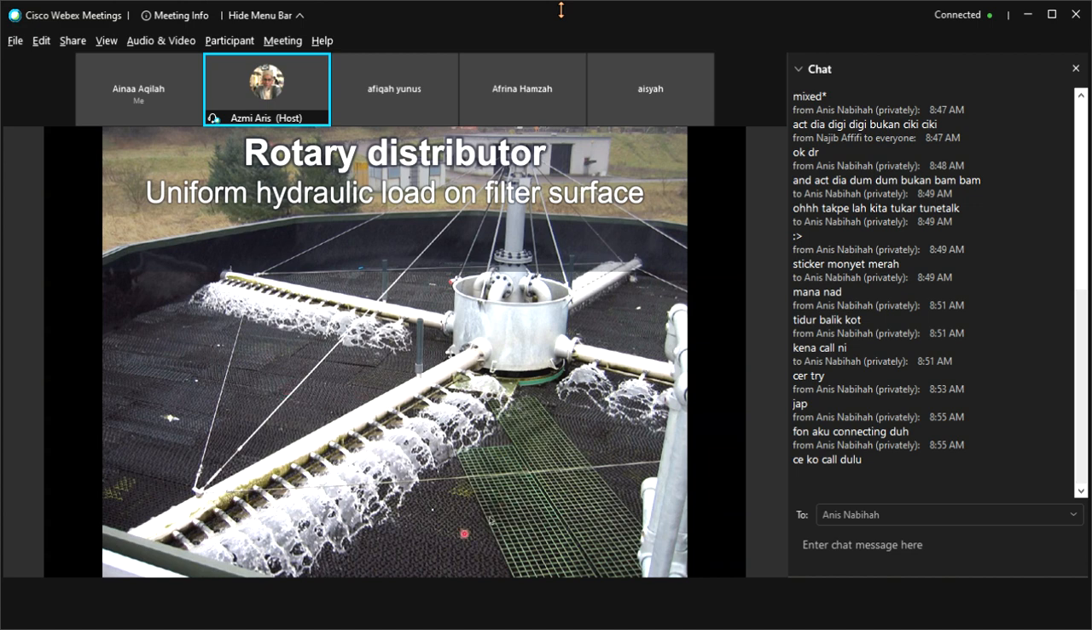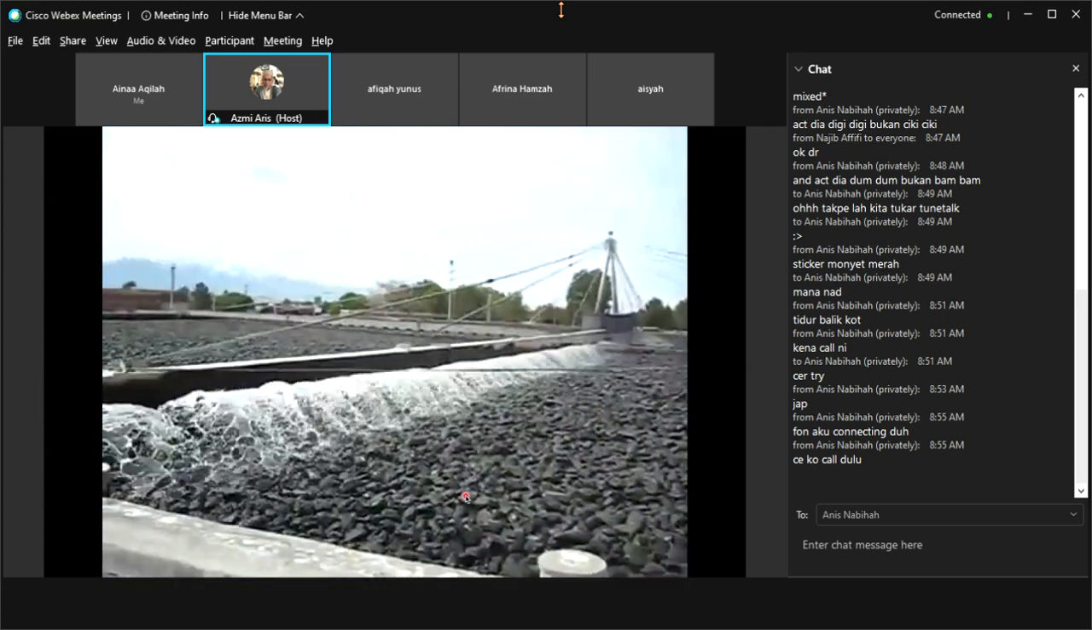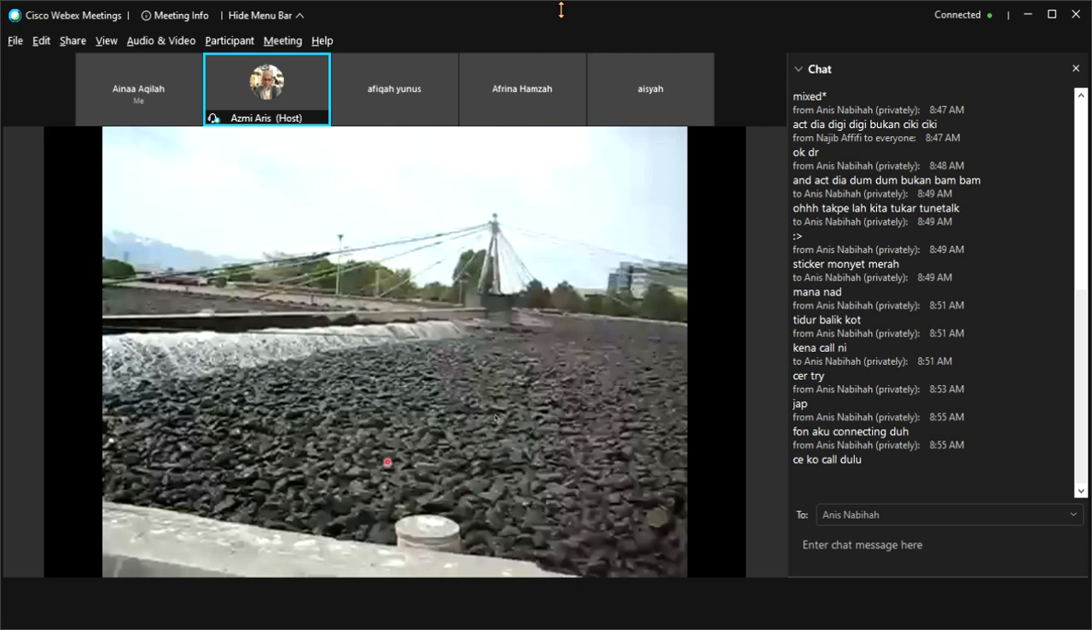This one, the media is made of plastic, and this one, the media is made of stone. It was also mentioned by the narrator that the rotator is rotating by itself without any motor, because of the hydraulic jet of the wastewater coming out from the distributor.